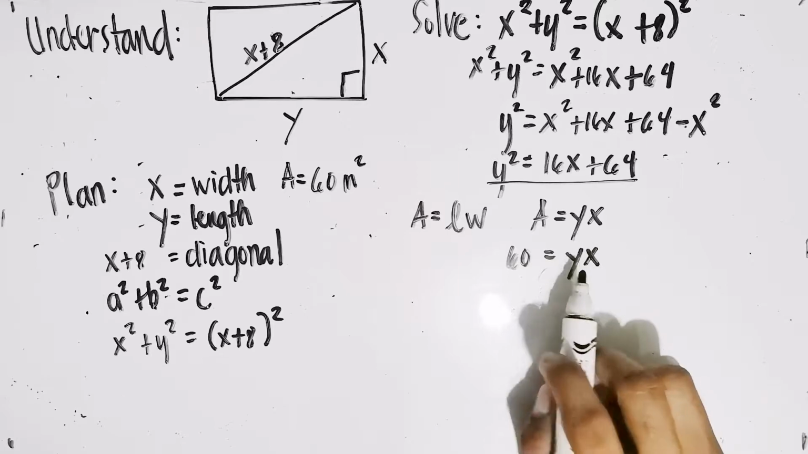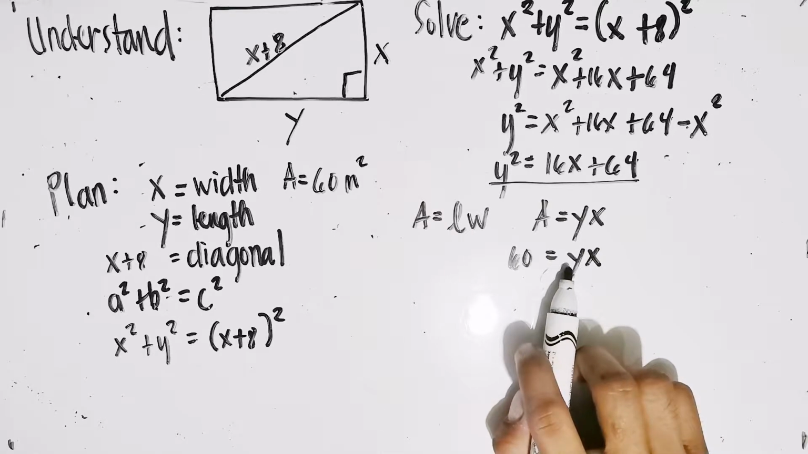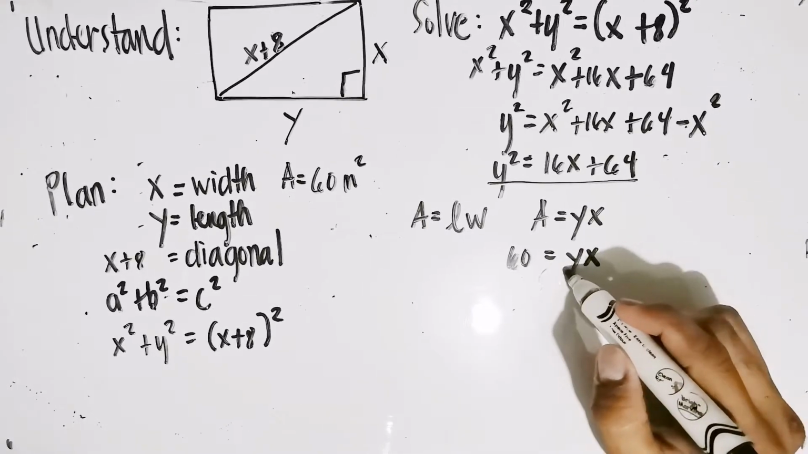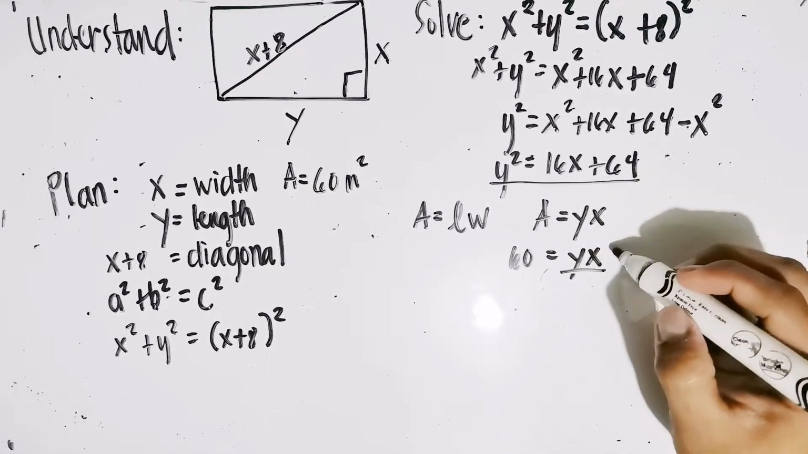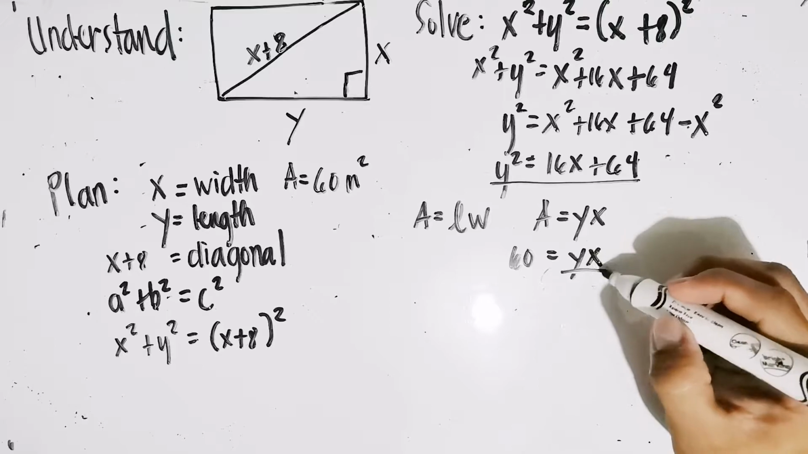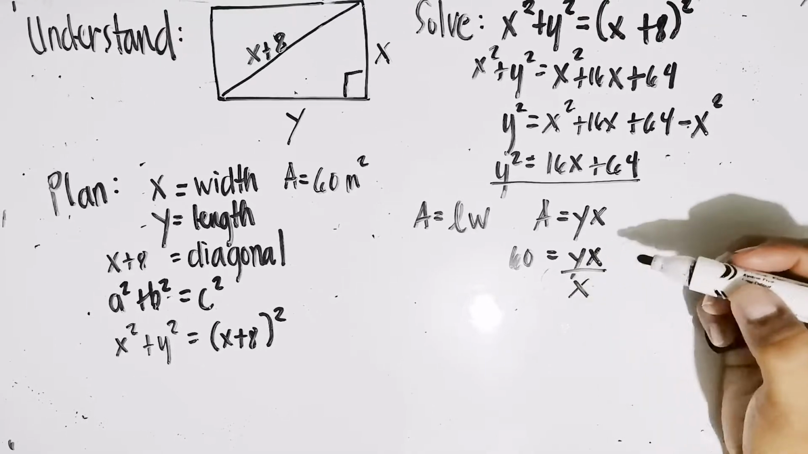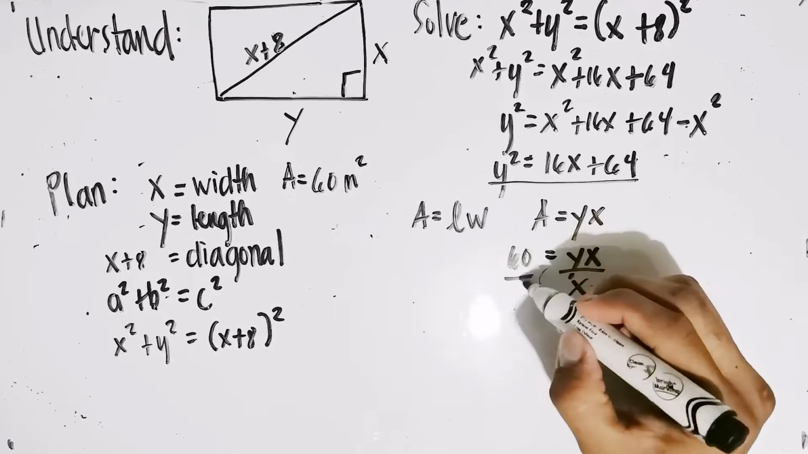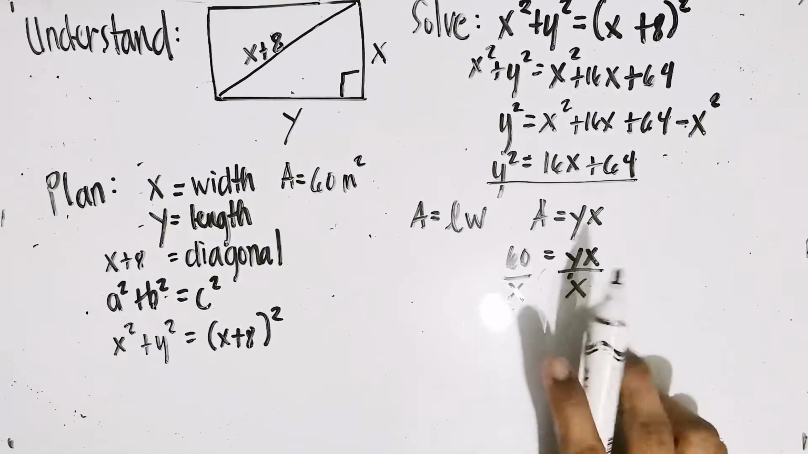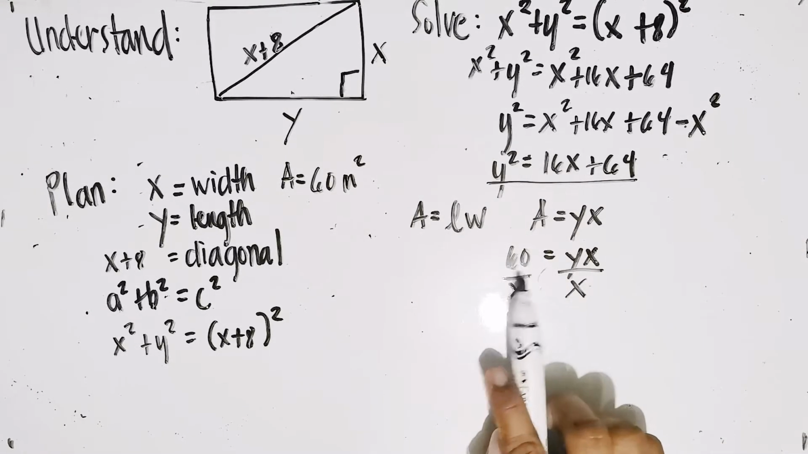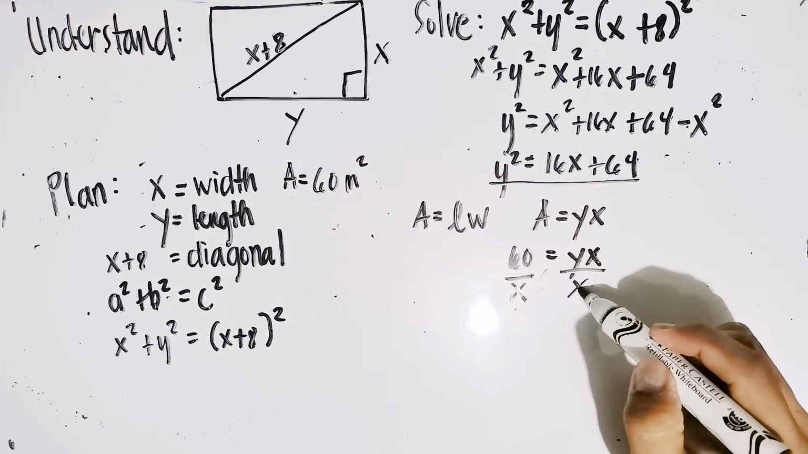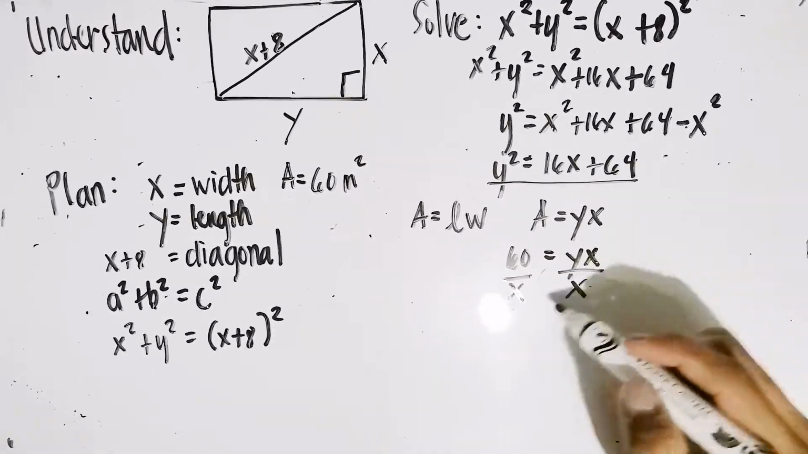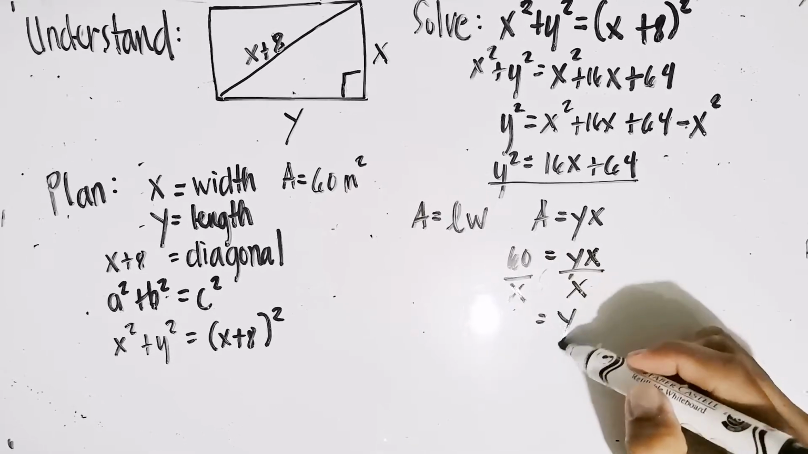Next, let's solve for y. So do the multiplication property of equality: multiply it with the reciprocal of x, and we have 1 over x. And what we did on the right side, we will also do on the left side. So x divided by x is 1. So what is left here is equal to y.